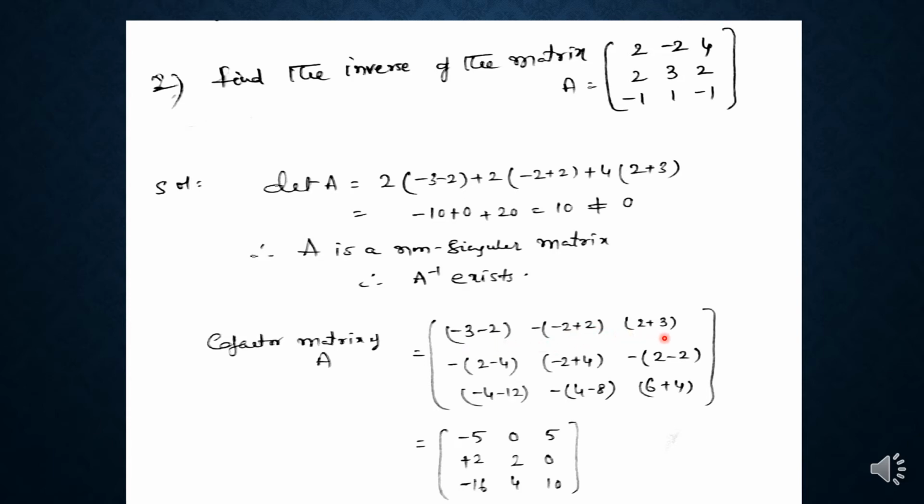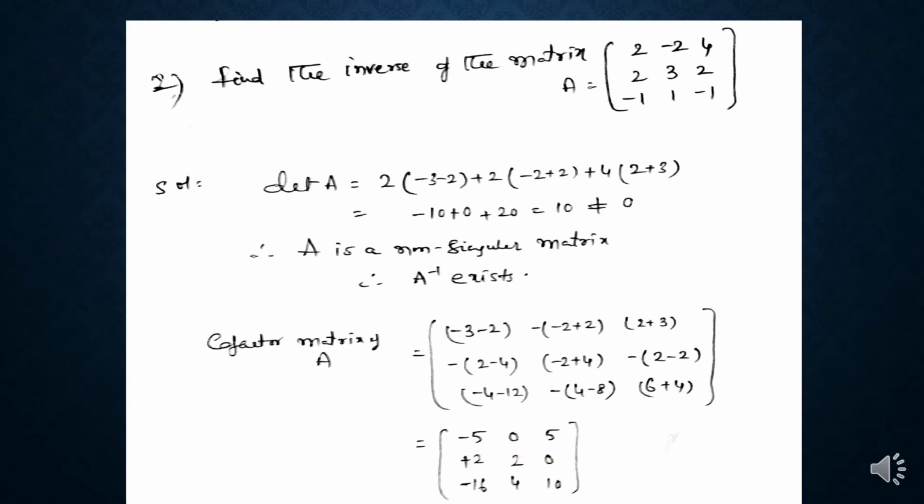Here this is 5, minus into minus 2, that is plus 2, minus 2 plus 4 is 2, and minus of 2 minus 2 is 0, minus 4 minus 4, that is minus 16, minus 4 in minus into minus 4, that is plus 4, 6 plus 4 is 10. So this is the cofactor matrix. Minus 5 is the cofactor of 2, 0 is the cofactor of minus 2, 5 is the cofactor of 4, like that. So after finding cofactors, we have written the cofactor matrix as like this.